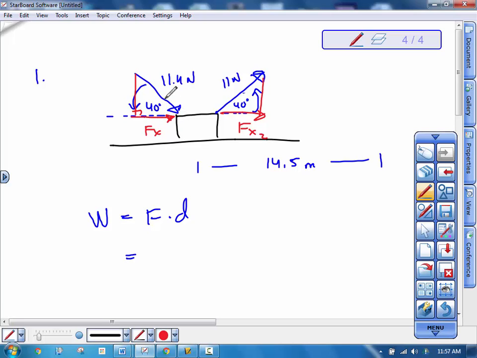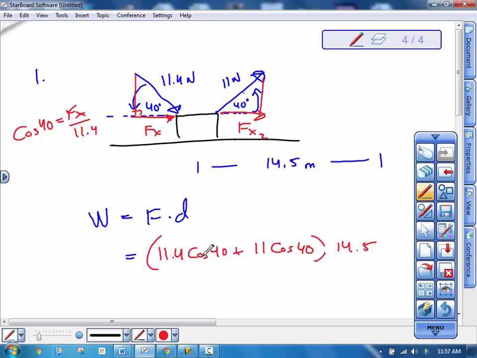So let me find those with just simple cosine. Cosine of 40 equals adjacent F of x over hypotenuse 11.4. You multiply both sides by 11.4, that gives you this right here, which is 11.4 cosine of 40. I'll just leave it like that. Plus, and then this one is adjacent over hypotenuse again, so you end up with 11 cosine of 40 for this one. And you add them together, multiply by the total distance moved, and that gives you 249 joules.